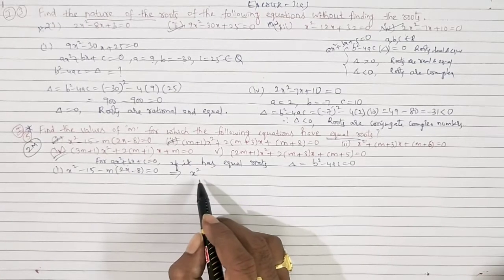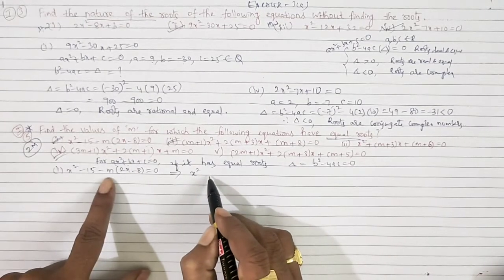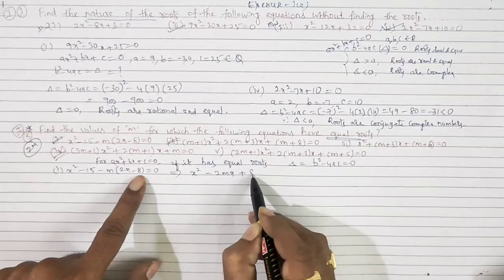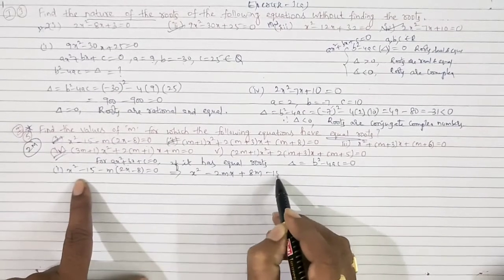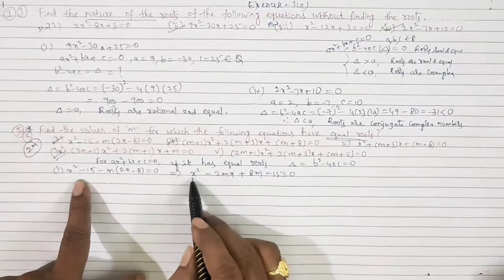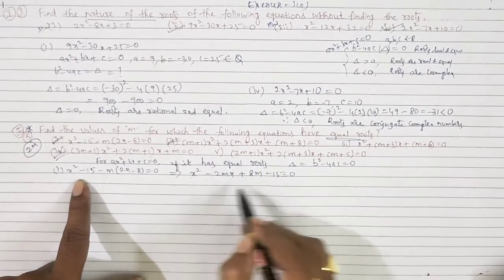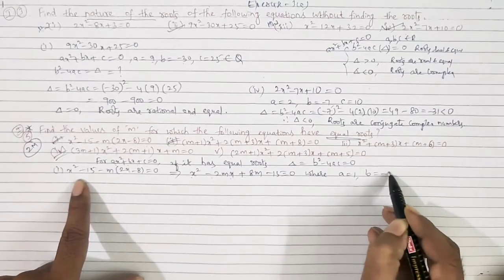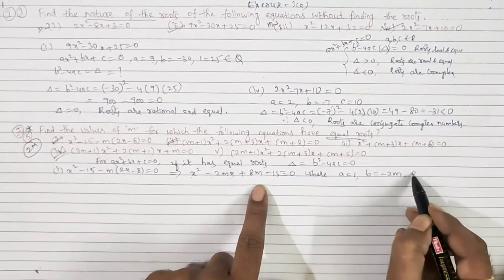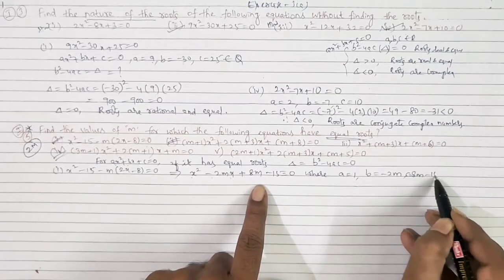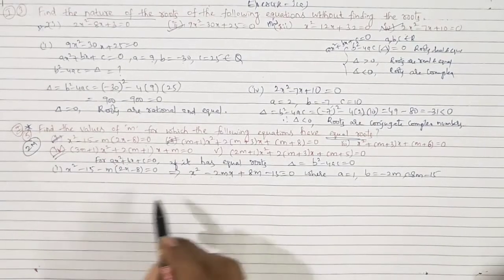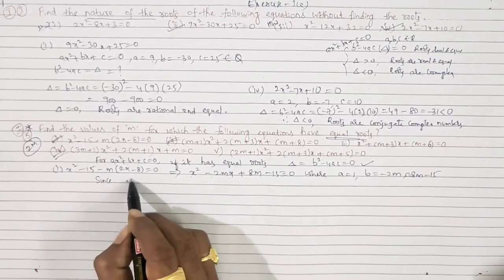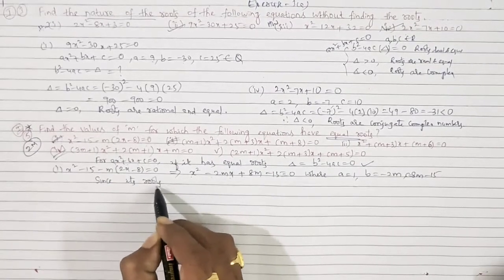Here the x square term, next minus m into, so 2mx, minus m into minus 8 plus 8m, and here minus 15. So now it is in the form of ax square plus bx plus c, where a is equal to 1, b is the x coefficient, that is minus 2m, and c is the constant term, that is 8m minus 15. Now we have to apply this condition: since the roots are equal, as given here.